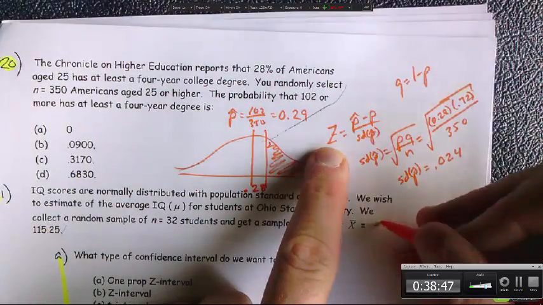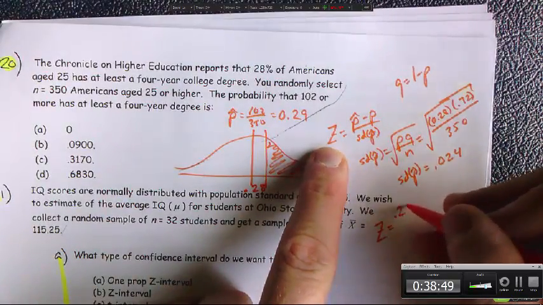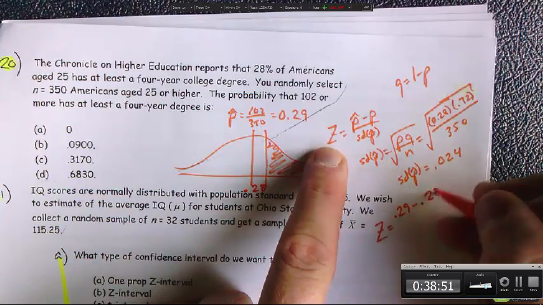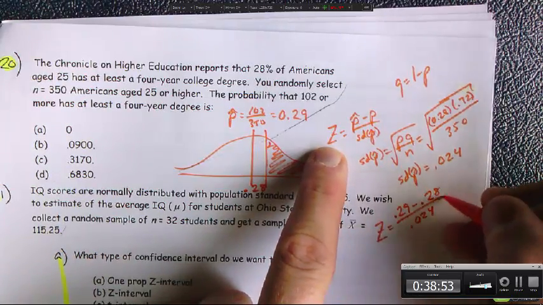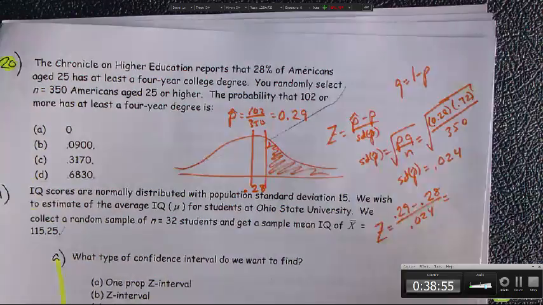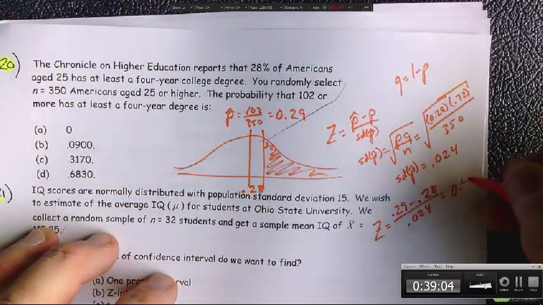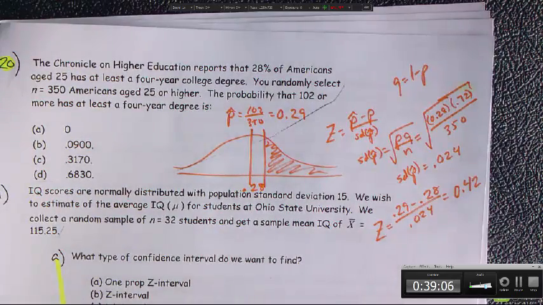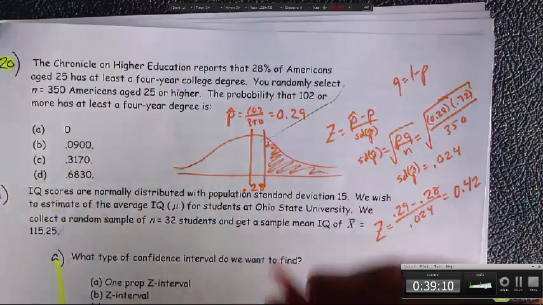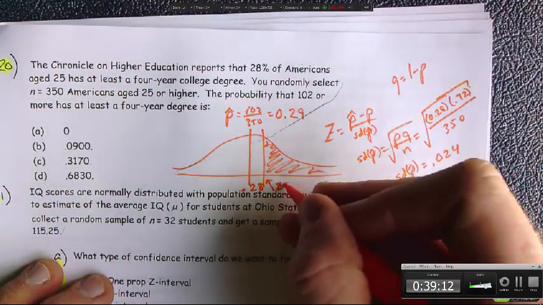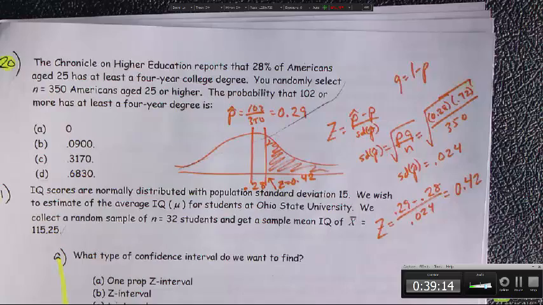So then we plug it in. P hat minus P over the standard deviation of P hat. 0.416. And we get, okay, so 0.42, right? Round to the second decimal. Now, that means that this line here has a z-score of 0.42. We want to know the probability that it's more than that.